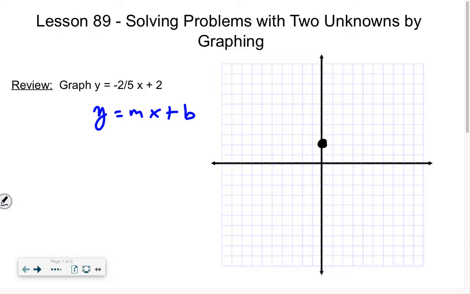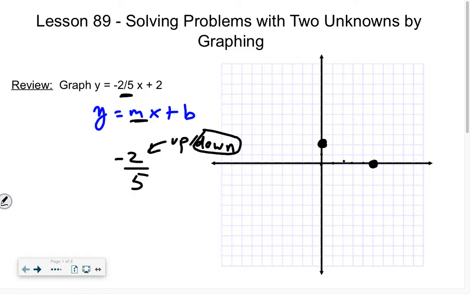Now from that point, we go on to our slope, our m value. Our slope in this particular case is negative 2/5. So the top number again tells us whether we're going to go up or down. Well, because it's negative, we're going to go down that many units. So we start from our point and go down 2 units. So 1, 2. And then we go right 5 units. So 1, 2, 3, 4, and 5. And there is the next point that we're going to find on our graph.